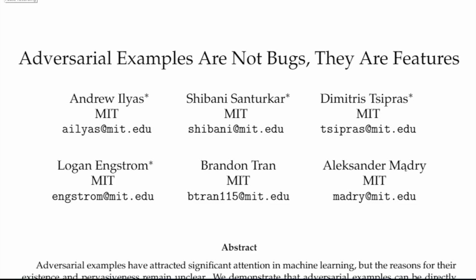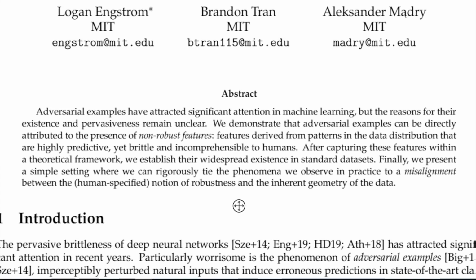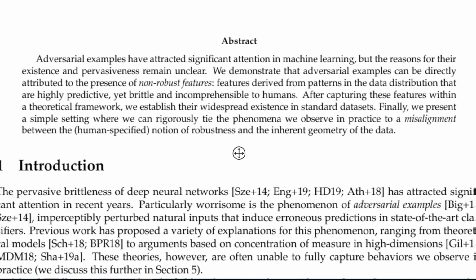Hi there. Today we're looking at "Adversarial Examples Are Not Bugs, They Are Features" by Andrew Ilyas et al. So this paper is pretty interesting, with a catchy title, and we'll try to dissect what it says. First of all, in the abstract, they say adversarial examples have attracted significant attention, but the reasons for their existence and pervasiveness remain unclear.